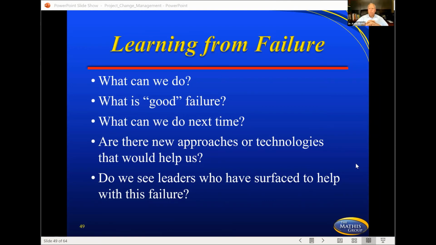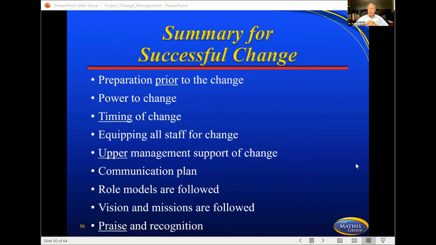Now, let me give you a summary of some of the successful change that we're talking about. Preparation prior to the change, power to change, timing of the change, equipping the staff for change, upper management support for the change, communication plans for it, role models are followed, visions and missions are followed, praise, recognition, all of that is huge.